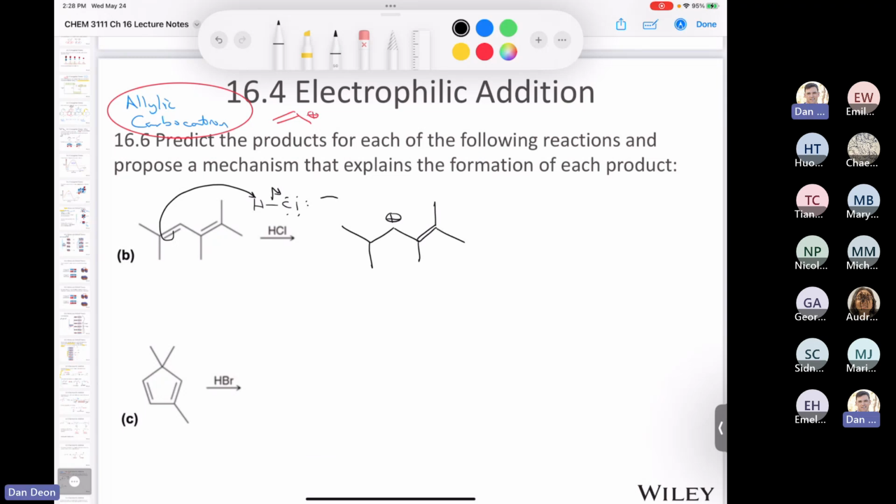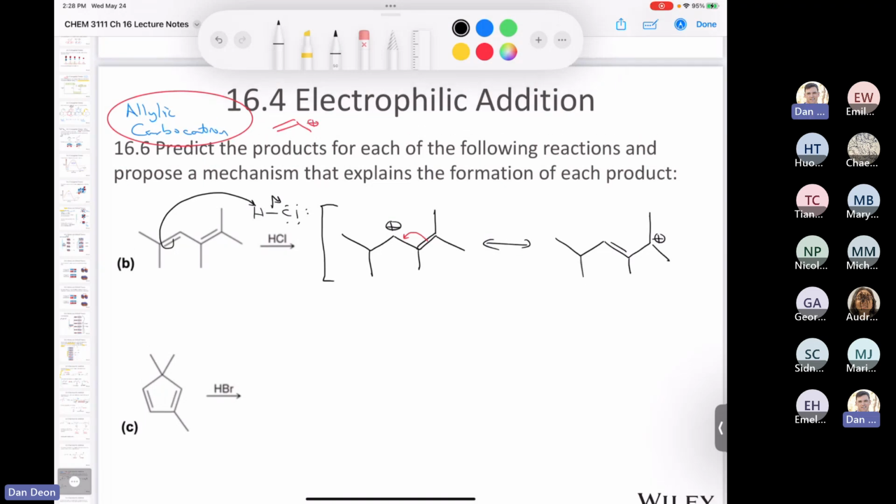Could you draw the resonance form of this allylic carbocation? I hope so. All you have to do is move the pi bond over here, and then you're going to end up with something that looks like this. So now we're going to have the pi bond over here. We've got our positive charge down here, and I'm missing a methyl group over here.